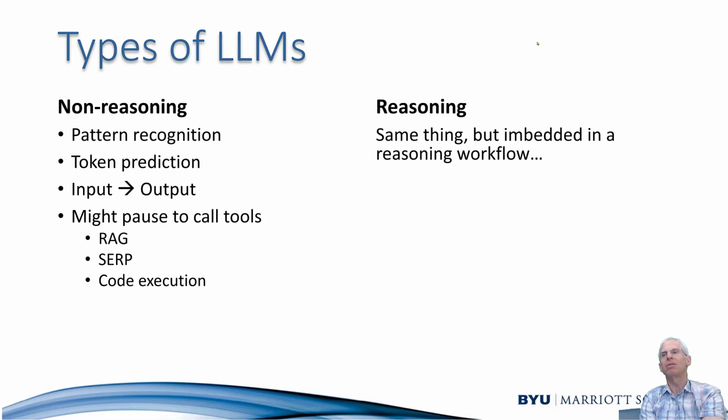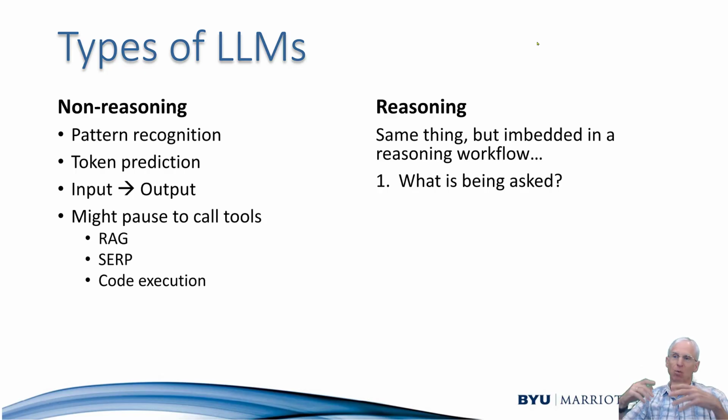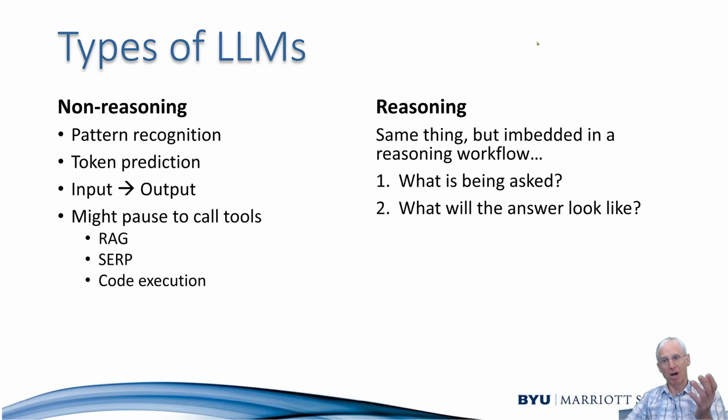Reasoning models do the same thing, but they are embedded in a reasoning workflow. So it doesn't just call the model, even within the system, or even just with the pre-processing I showed you at the beginning. There's a workflow surrounding the call to the large language model, including asking, what is being asked in the prompt? What is the person really asking us here? So it will actually iterate on that. It'll first say, what is this person asking in this prompt? And then a large language model will say, what should the answer look like? What are we looking for?